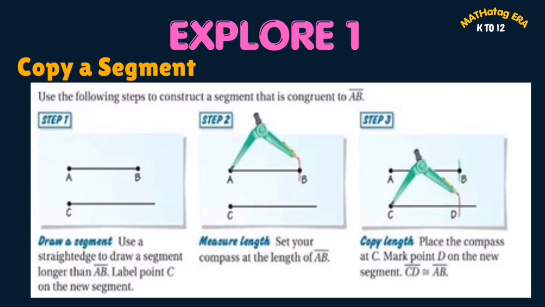Now, place the compass point on C. Swing an arc across the new segment. Mark the point where the arc intersects the segment and label it D. Now, connect points C and D. Meron na tayong new segment CD na exact ang same length sa AB. Therefore, ang AB ay congruent sa CD.